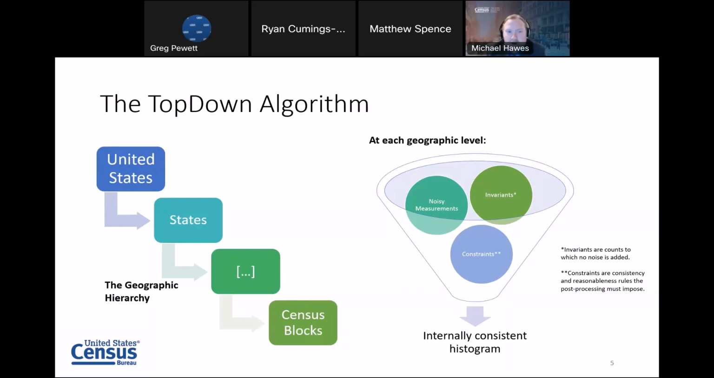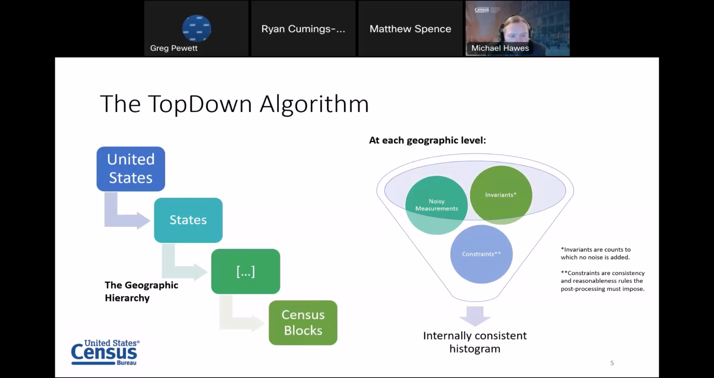Now, invariants are data elements to which we add no noise. So things like the total population at the state level, or the total number of housing units at the block level, or the number of occupied group quarters facilities by major GQ type at the block level. Those data elements have no noise added to them. So we have to respect those numbers as invariant in all of that post-processing. The constraints are additional consistency and reasonableness rules that the post-processing has to impose as well. So things like you can't have a 5-year-old grandmother, for example.